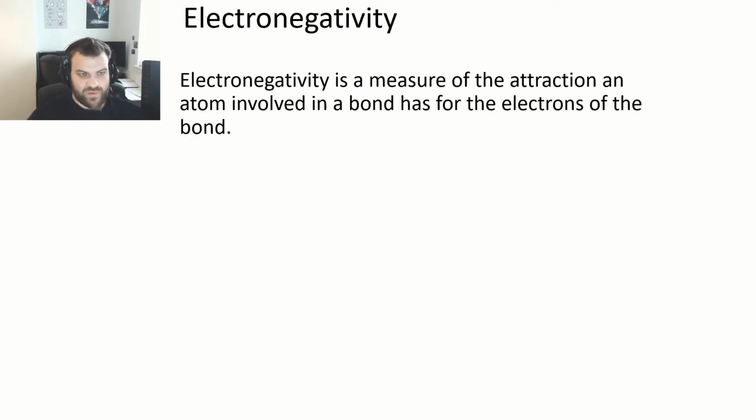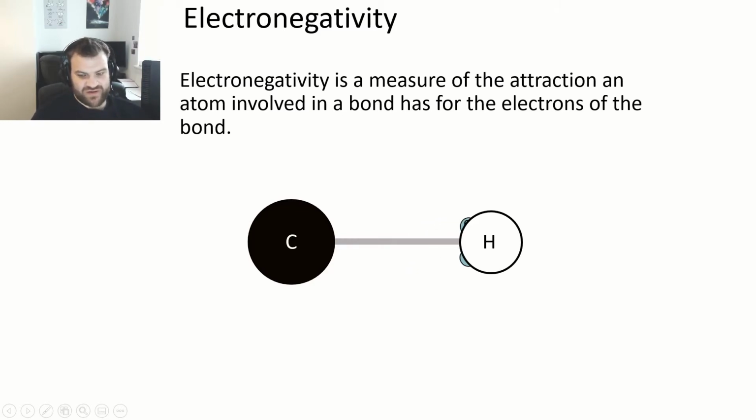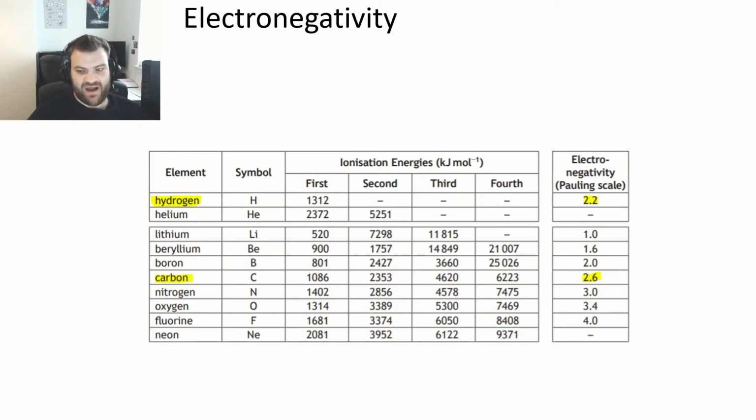The next property we could be asked about is electronegativity, and this is a measure of the attraction an atom involved in a bond has for the electrons in the bond. What this allows us to do is predict whether the electrons will be closer to one atom or the other. These are found in the data booklet, just beside the ionization energies, and they have higher numbers if they have a greater attraction for the bonding electrons.